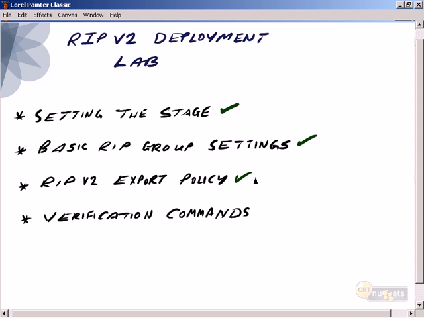And all along the way we'll look at different verification commands, different show commands to make sure that we've got our RIPv2 implementation configured properly. It's going to be exciting. You're going to like it. So let's check it out.